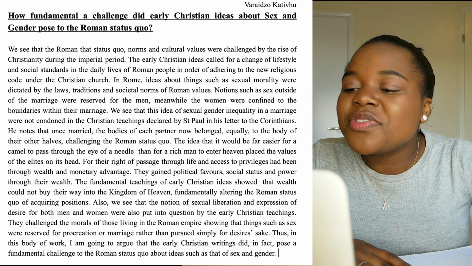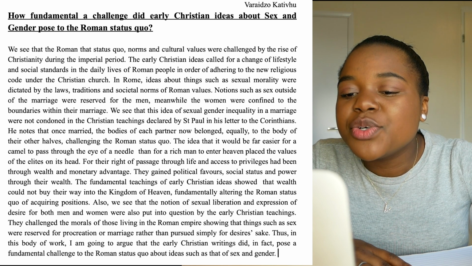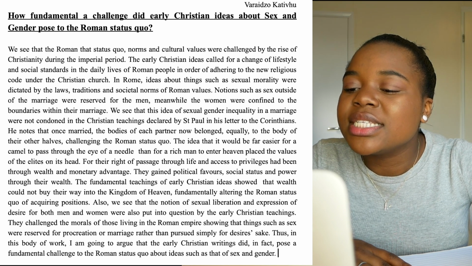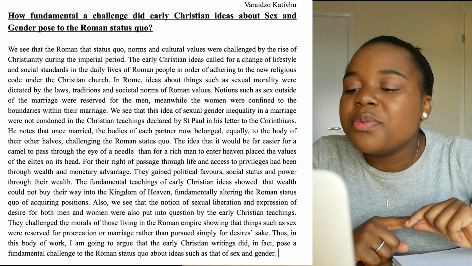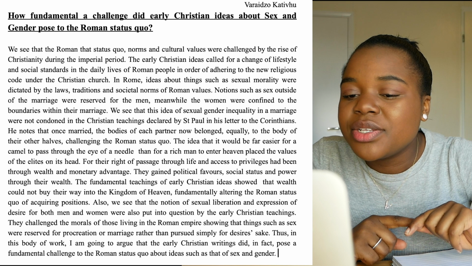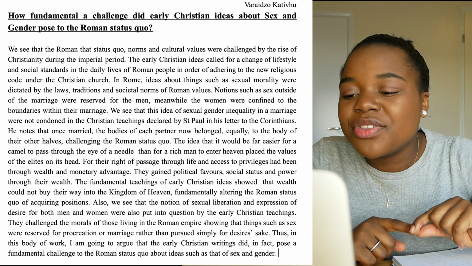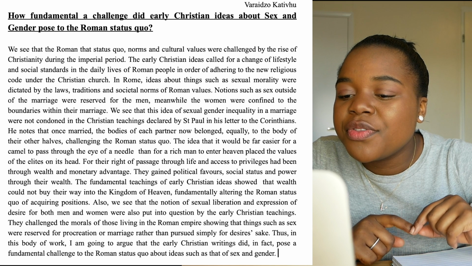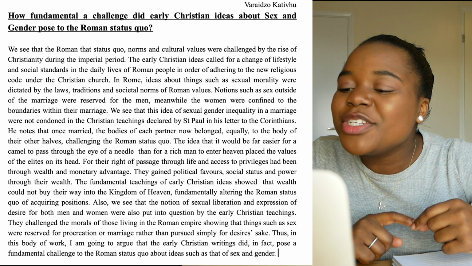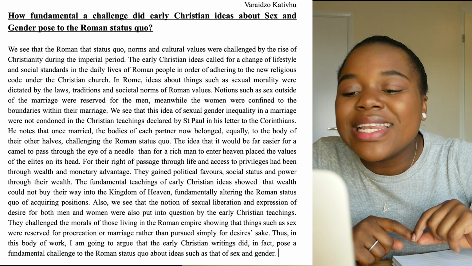We see that the ideas of sexual gender inequality in a marriage were not condoned in the Christian teachings declared by St. Paul in his letters to the Corinthians. He notes that once married, the bodies of each partner now belonged equally to their other halves, challenging the Roman status quo. The idea that it would be far easier for a camel to pass through the eye of the needle than for a rich man to enter heaven turns the values of the elites on their head.